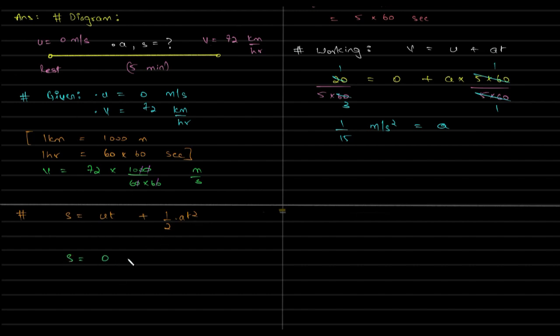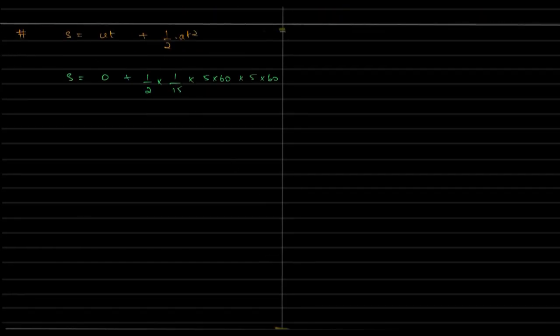So s is equal to 0 plus half into acceleration, which is 1 by 15, and the time is 5 into 60 into 5 into 60. Remember, we are squaring the time, right? So 15 into 4 is 60, and so on. So this is 10 into 300, that is 3000 kilometer. No, that would be a lot in 5 minutes. 3000 meters. And these are your answers.